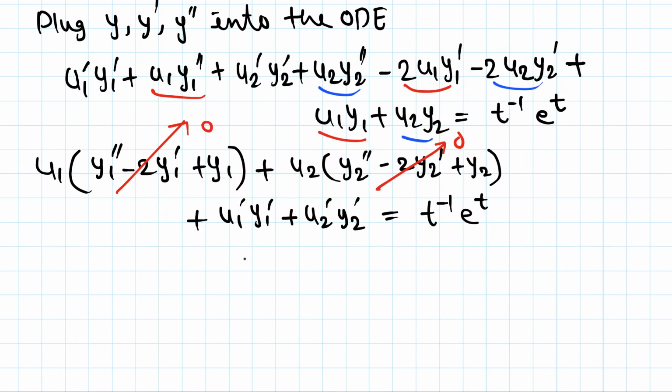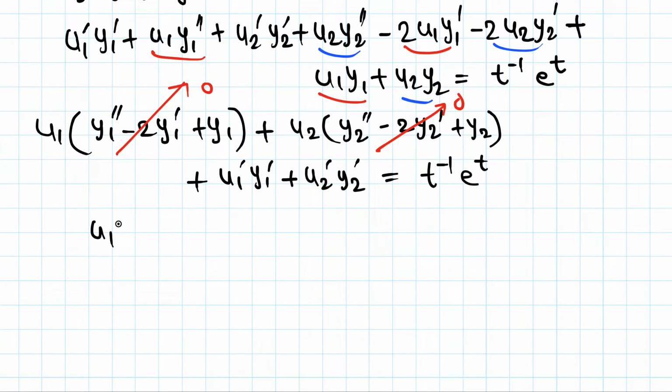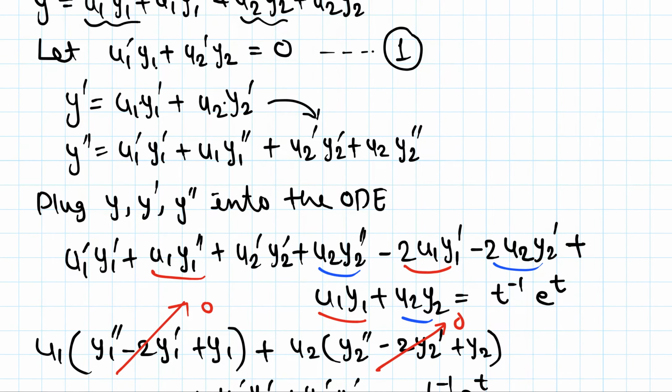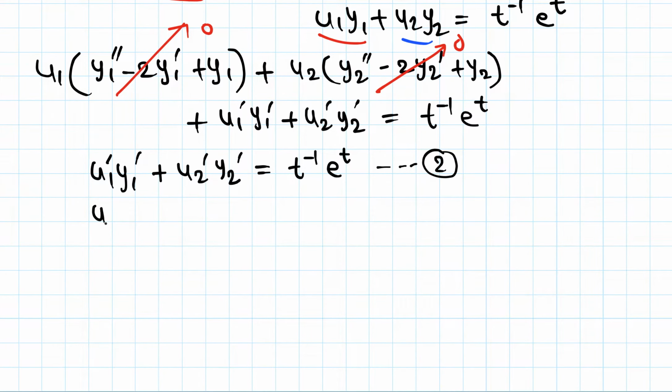Okay, and this one let me rewrite. So u1 y1 prime plus u1 prime y1 prime plus u2 prime y2 prime equals this non-homogeneous term. Let me say this is equation 2. Okay, and now I'm going to write equation 1 with this. So equation 1 is u1 prime y1 plus u2 prime y2 equals 0. That was equation 1. So this is always the case.